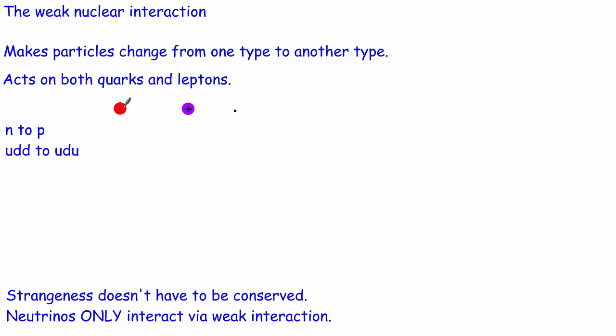So in general, that's what the weak interaction does. It makes one type of particle change into another type of particle. Now it acts on both quarks and leptons, so there are examples of decays both in terms of particles made up of quarks and also the lepton particles. We're going to start off by looking at one interaction that is actually really well known. So we're going to look at the decay of the neutron, in terms of beta decay.